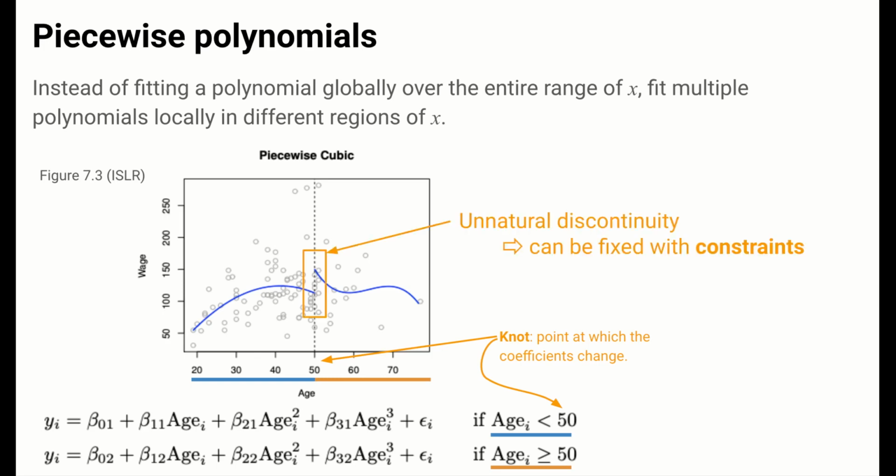A problem that we can immediately notice is that the function looks unnatural. There's a discontinuity, a jump, at the knot that is probably not a great model for how wage actually varies with age in real life. These discontinuities make piecewise polynomials undesirable for modeling. But it turns out that piecewise polynomials can be rescued with the help of mathematical constraints that enforce qualities of smoothness at the knots.